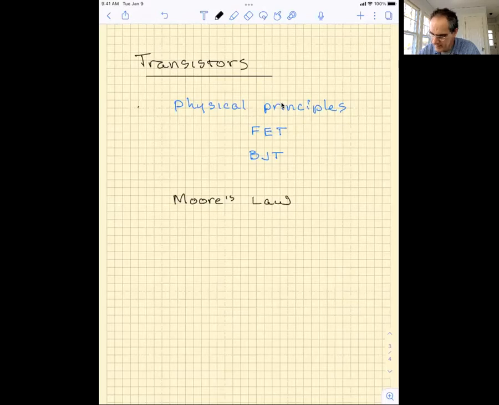So last time, we talked about the physical principles behind transistors. And we introduced the field effect transistor, which is perhaps the dominant type now, and the bipolar junction transistor, which is related somehow to the properties of diodes. Okay?